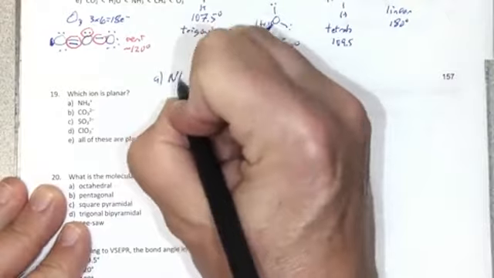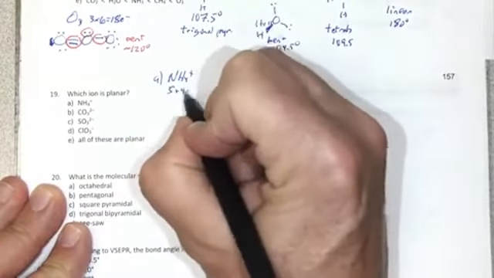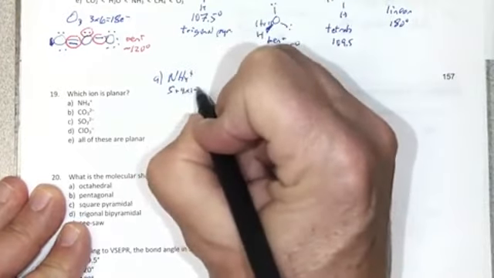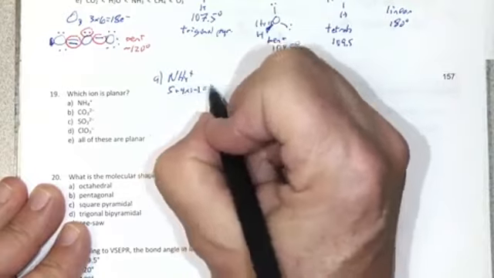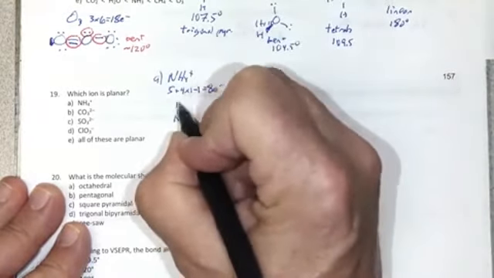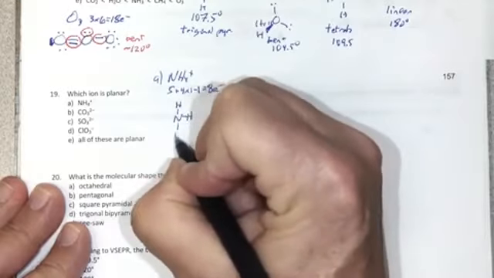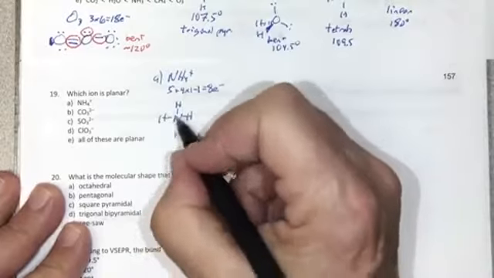So for A, ammonium, NH4 plus 1. Let's add these up. Nitrogen has 5. Each hydrogen has 1. What do I do with the positive charge? I subtract an electron. So 5 plus 4 is 9 minus 1. That's 8 electrons. So here's nitrogen. 2, 4, 6, 8. How many groups of electrons are around the central atom?